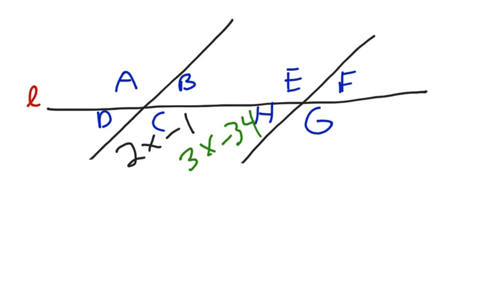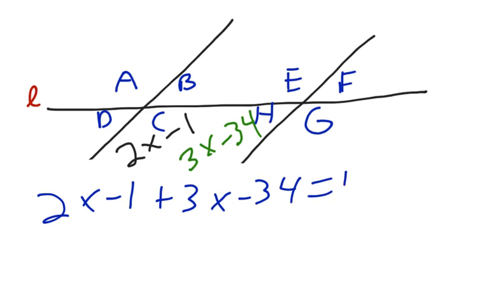Now let's try an application to what we've learned. Here we're given that angle C is 2x minus 1 degrees and angle H is 3x minus 34 degrees. And we know that their relationship is consecutive interior, so that means that they add up to 180. So we're going to set 2x minus 1 plus 3x minus 34 equal to 180. And we're going to solve for x, and that will help us to find our missing angle, and we'll plug in our value for x to find both of those angles. And they should add up to 180. That's how we can check it.